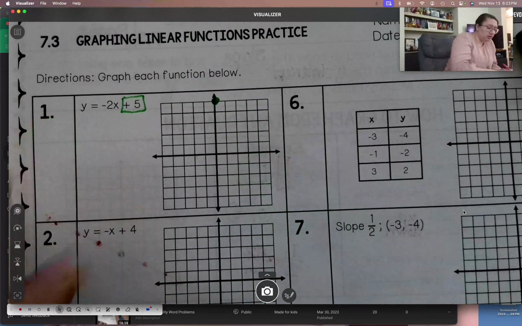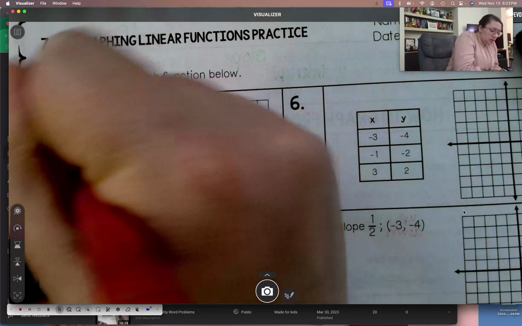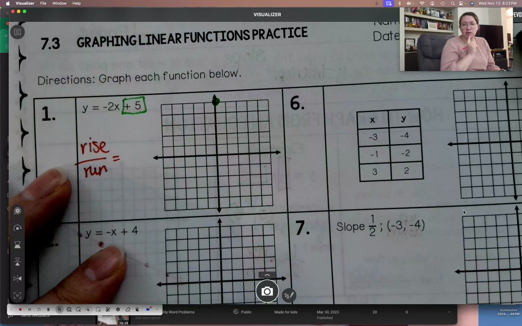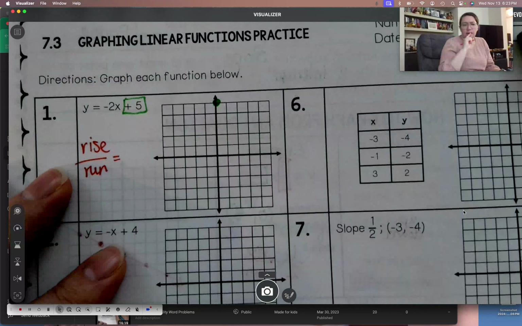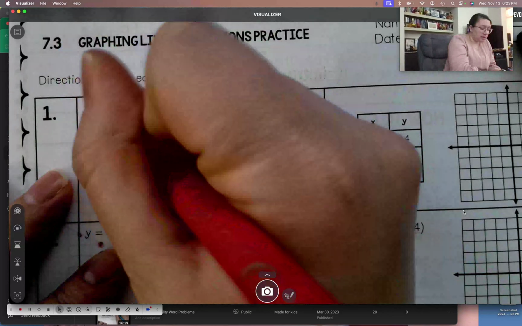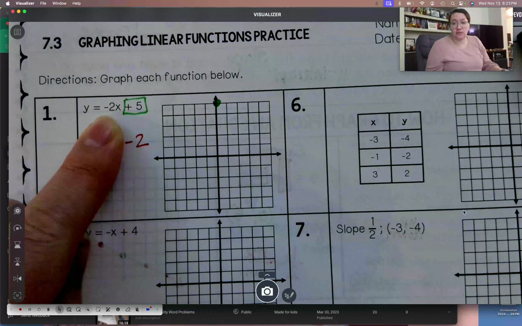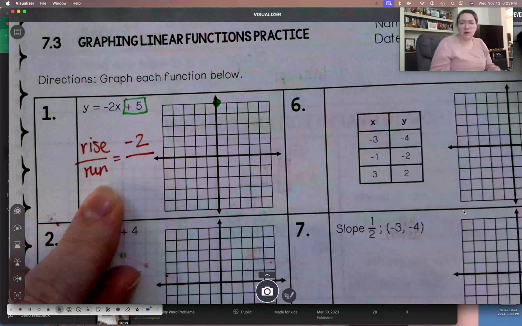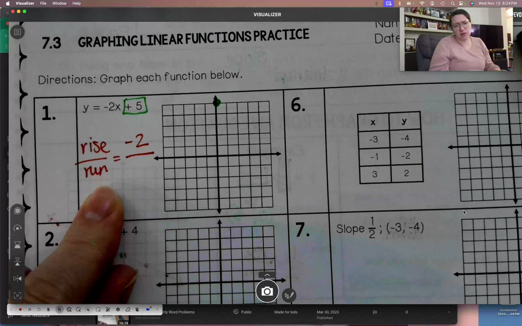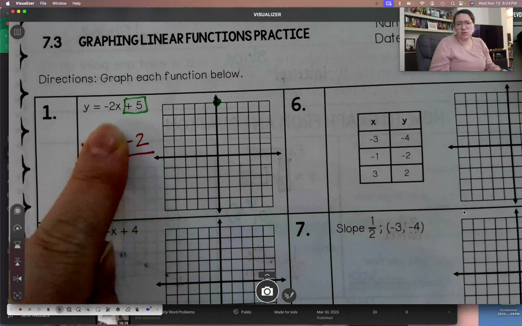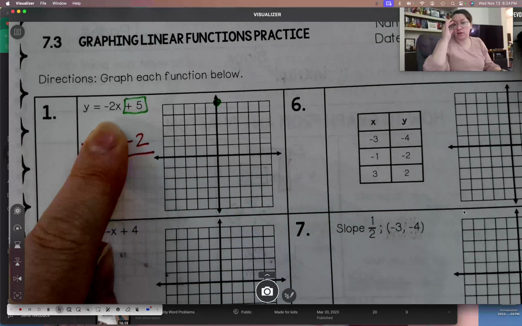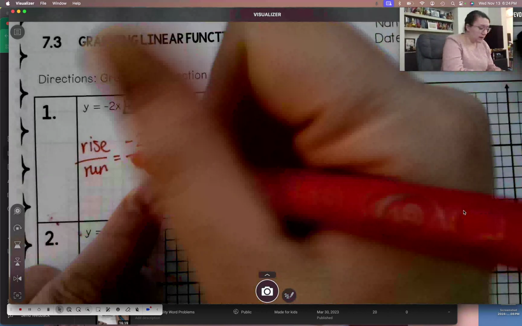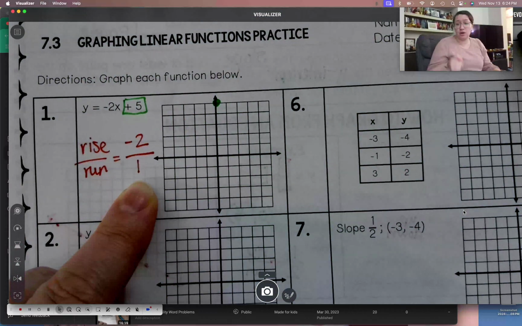So again, slope on your graph is your rise over your run. What is our rise number going to be here? How far are we going to go up or down? Our rise is going to be a -2 because our slope is a -2. We're going to go down 2 spots. And then how far are we going to run? How far are we going to move to the right? -2 is not a fraction. What could I do to make it a fraction? Put it over 1. Any number you need to turn into a fraction, put it over 1.